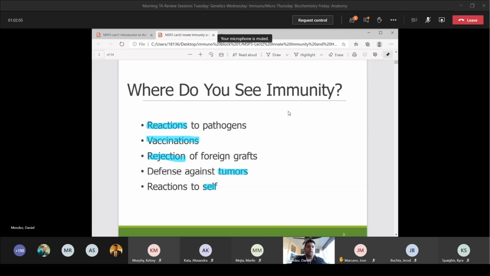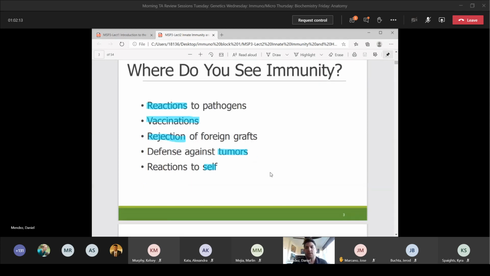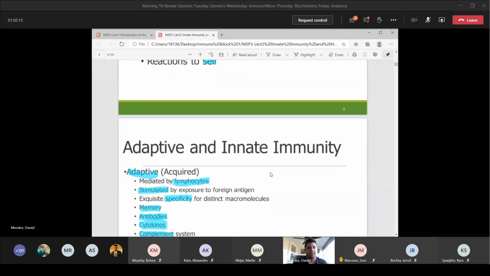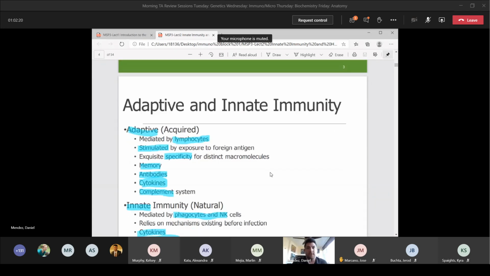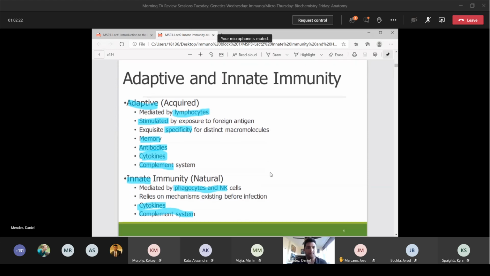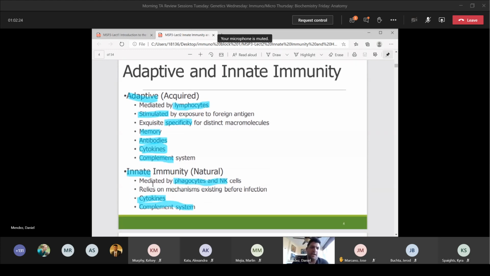So where do you see immunity? Reactions to pathogens, vaccinations, rejection of foreign grafts, defense against tumors, and then reactions to self. This is something that we're going to go over ad nauseam in the next hour or two, and then for the next week. So just a review on adaptive and innate. This is information that you should have had in your study sheet for lecture 1. Just stuff to make sure.